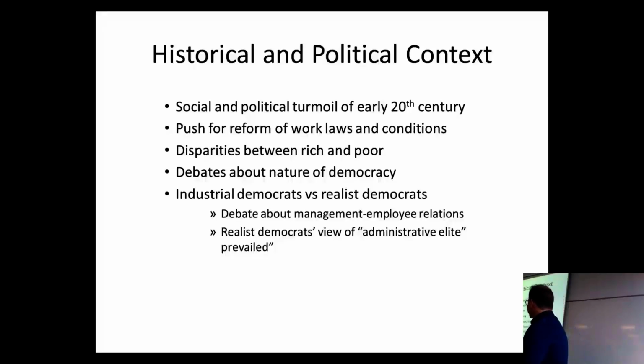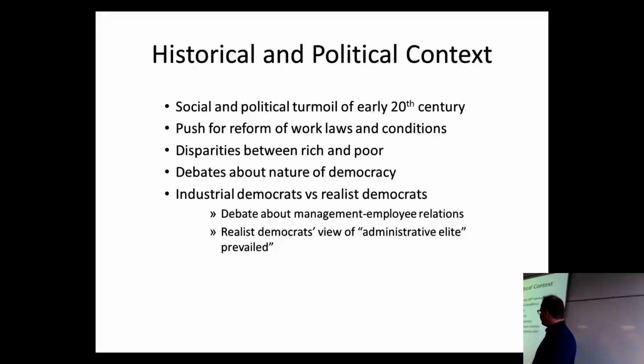So that was something that they thought, wow, maybe we have more rebellion if that happens. So there was a debate about management-employee relations, and that was kind of the realist Democrats' view of administrative elite versus a democracy within the organization. So this was the idea, making every employee kind of a shareholder of the company. And by the way, this has been reinvented 20 years ago, and for some companies this really works well. For others, we still have the administrative elite.